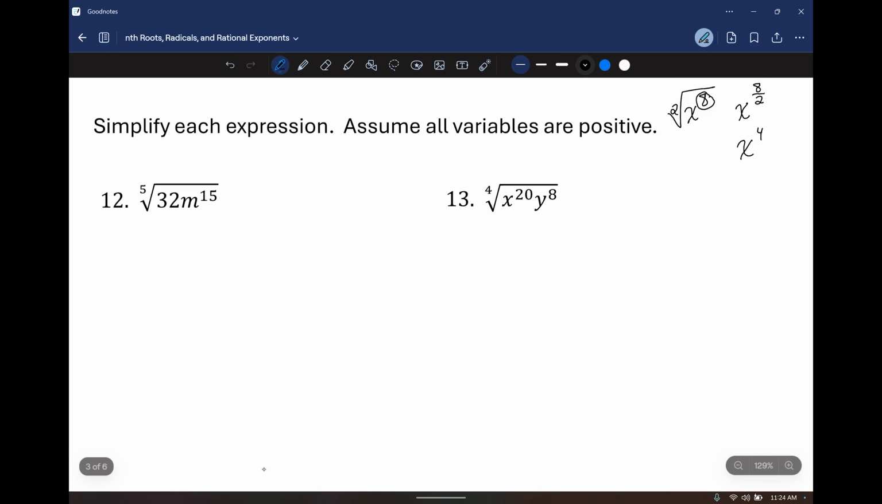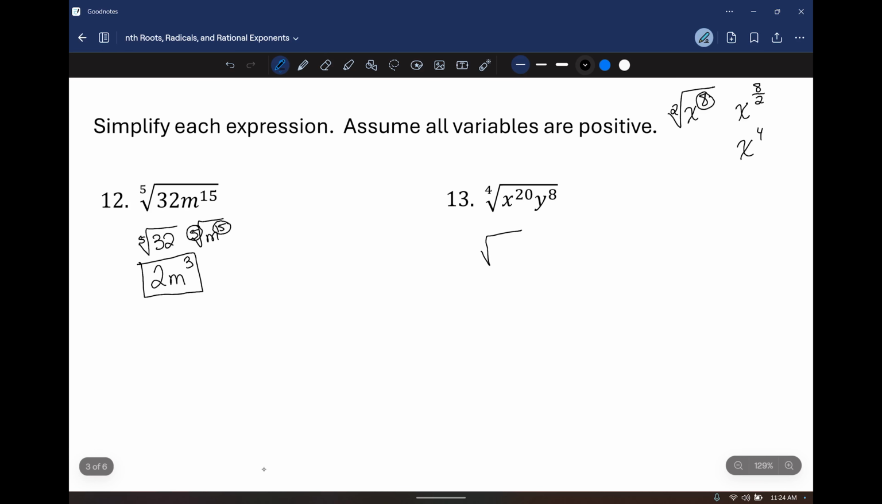All right, so when you have variables and numbers, I like to kind of split them up so that I can view them separately. So 32 is a perfect fifth root, that's 2. And m to the 15th is also a perfect fifth root because 15 divides by 5 evenly. So if I take 15 divided by 5, that gives me 3, so the answer is 2m to the third.